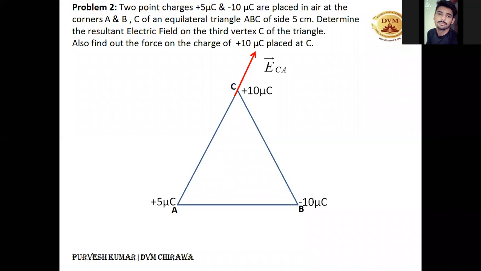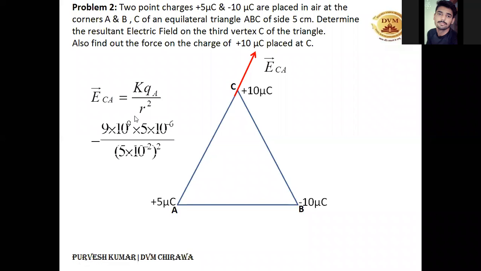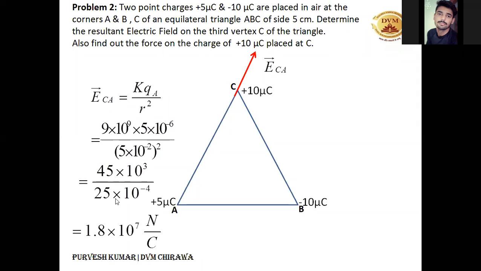So now the electric field at point C due to the charge placed at A, that is ECA, will be KQ upon R square. So QA is what? The charge from which we are finding the electric field. It is plus 5 microcoulomb. In place of K, I can write 9 into 10 to the power 9. In place of QA, 5 into 10 to the power minus 6. And R square is written as 5 into 10 to the power minus 2, the square of this one. Solving it out, you are left with 1.8 into 10 to the power 7 Newton per coulomb.